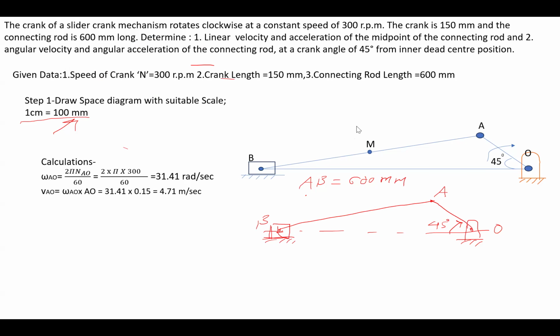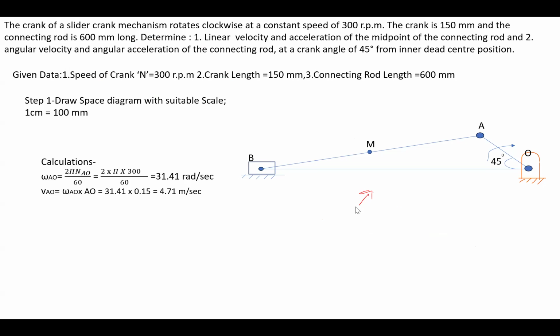So space diagram is drawn here. This is the space diagram by using some scale. We have marked the M point, which is the midpoint of the connecting rod AB, that is located at exactly midpoint at 300 mm by scale. So after that, to start the velocity polygon, you must know the direction of rotation of crank. In this case, it is rotating in clockwise direction as given, and the magnitude of velocity of crank must be known.